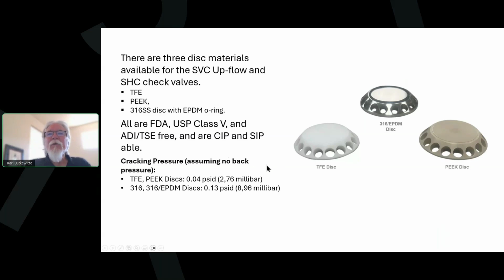The cracking pressure on the disc, as I mentioned before, is very low, 0.04 PSI differential required to crack open the disc, which is 2.76 millibar. And again, once the pressure lifts the disc, it immediately slides up to the top of the disc guide and I go full flow instantaneously. The 316 disc weighs a little bit more as you would expect. So the cracking pressure is 0.13 PSI differential, or 8.96 millibar. Again, minuscule compared to any other check valve technology that's out on the market.